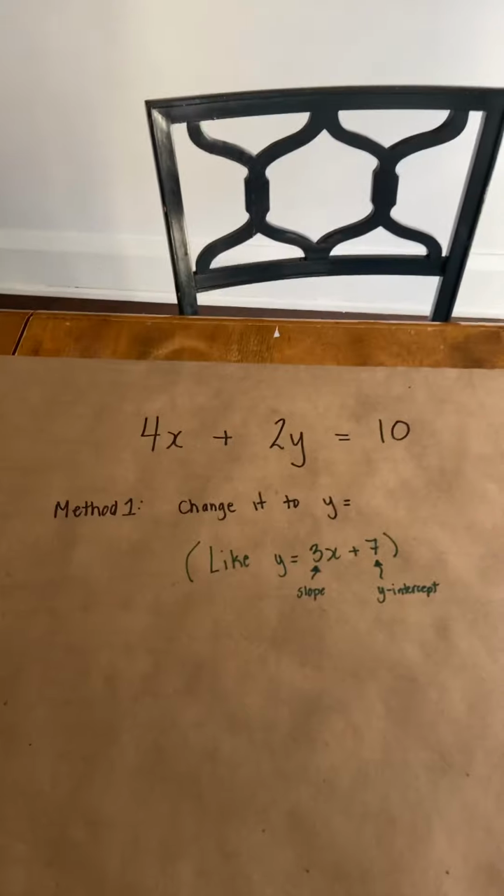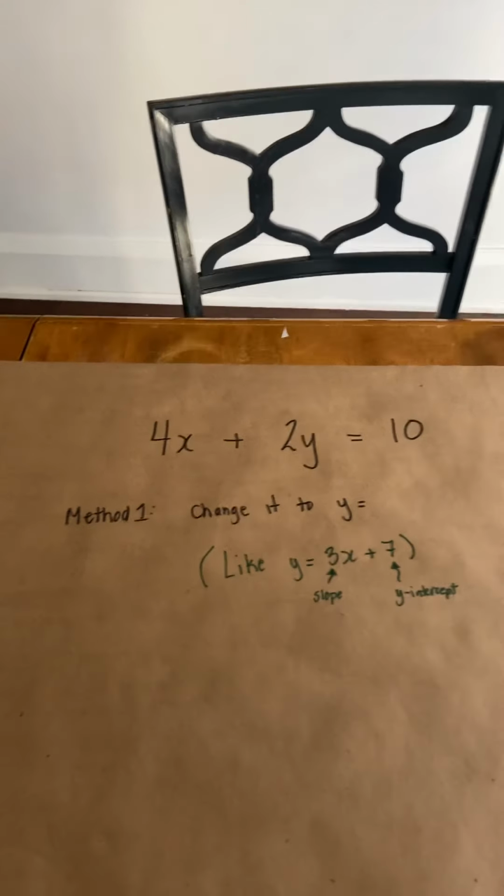What we're going to do is change that equation so it looks like something more familiar, something like y is equal to 3x plus 7, for example, where we can see the slope and the y-intercept. Right now we can't see the slope and y-intercept in that equation because it's not y equals, it's 4x plus 2y equals. So we have to change that.